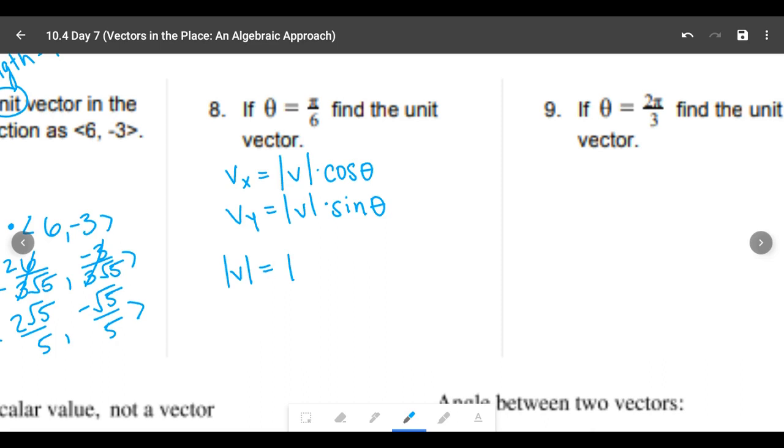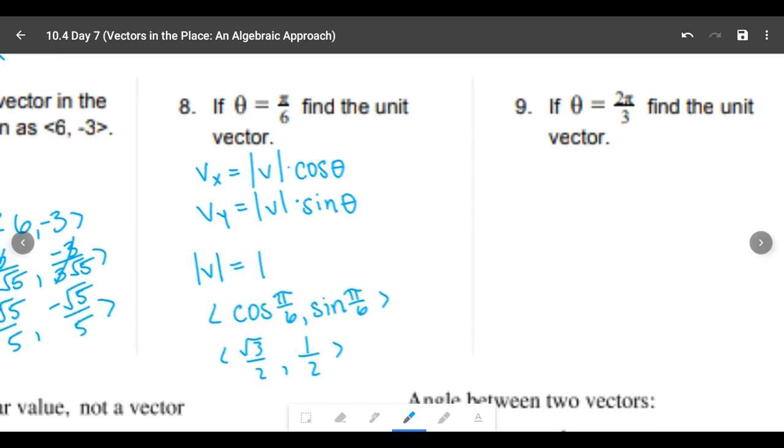And so when we do that, we are going to have those values be our vector. So the cosine of pi over 6 is square root 3 over 2, and the sine is just 1/2. And that is going to be our unit vector with an angle measure of pi over 6.